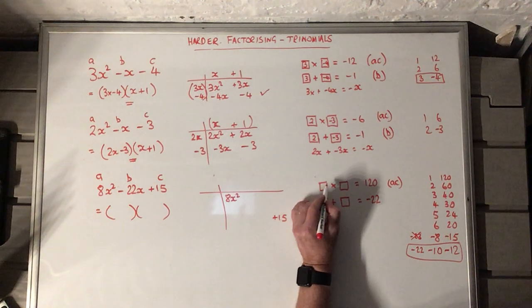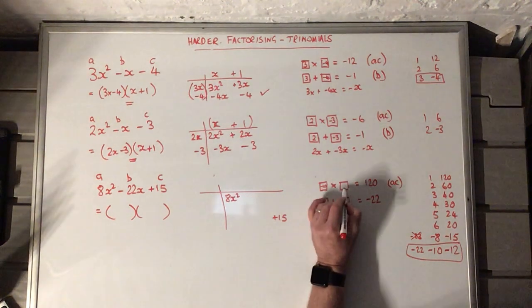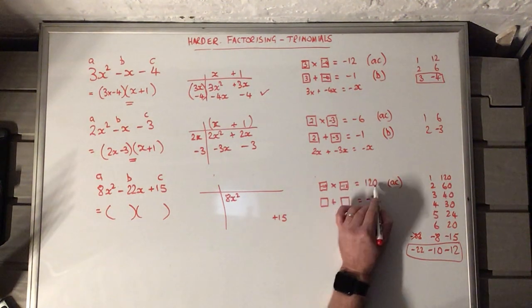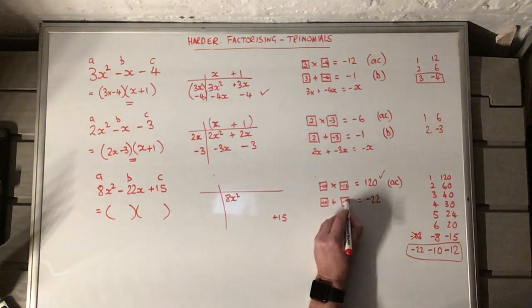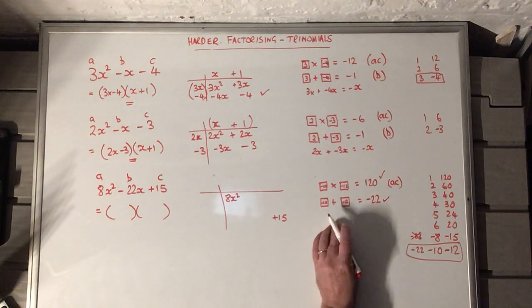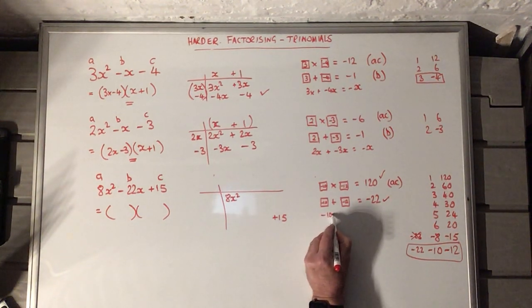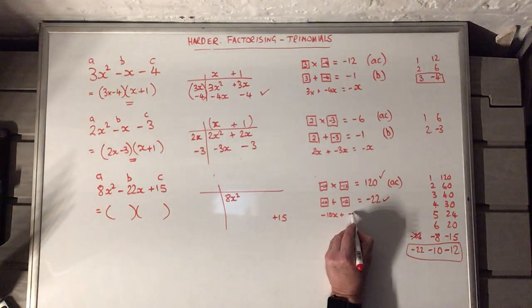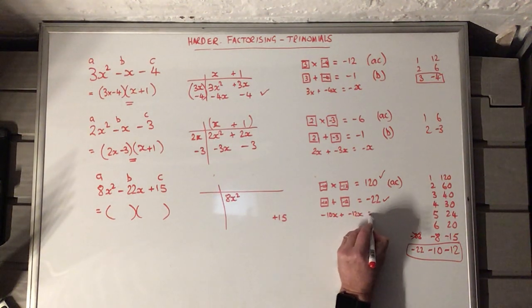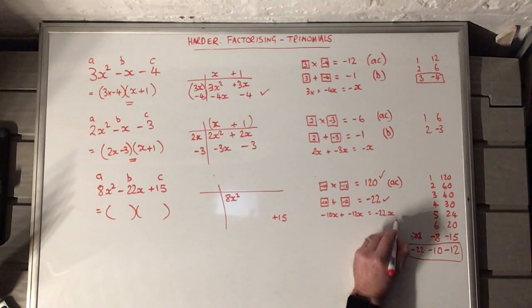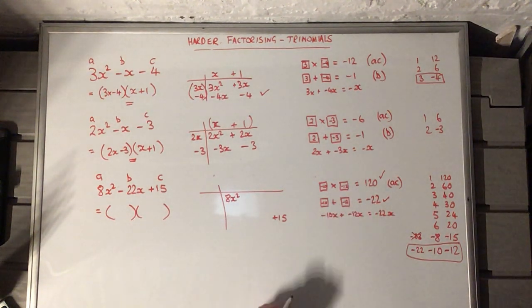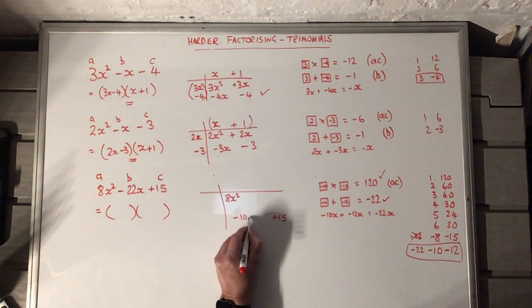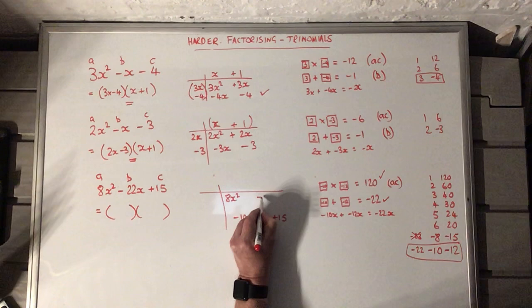So let's just make sure negative 10 and negative 12 multiply together. Yep, gives me that. Negative 10 and negative 12 when they add together gives me that. So it's definitely negative 10x plus negative 12x equals negative 22x, because the middle term is negative 22. So let's put our values in. So I'll just put negative 10x here, I think, and we'll put the other one up here, negative 12x.